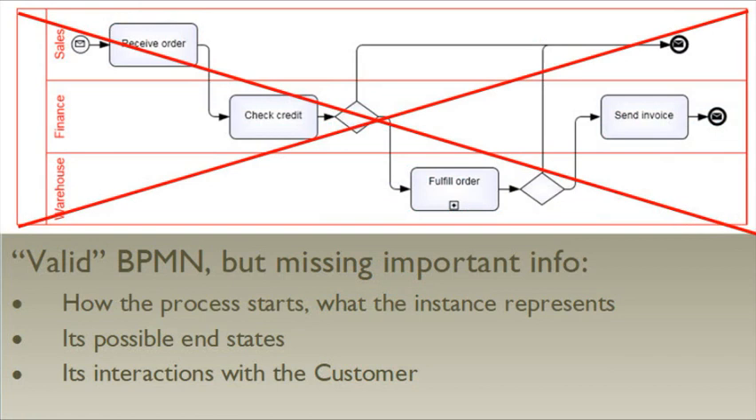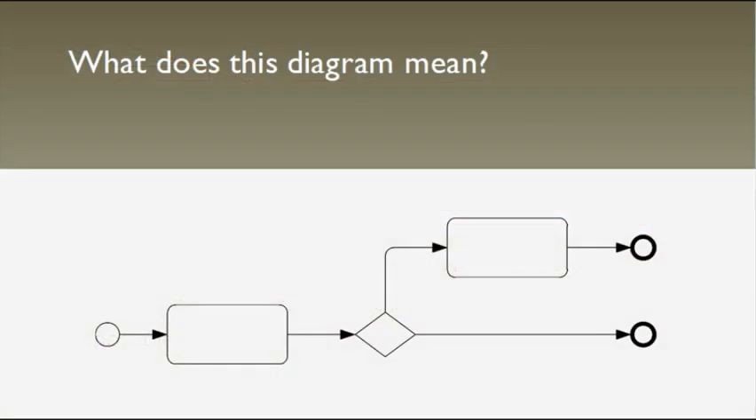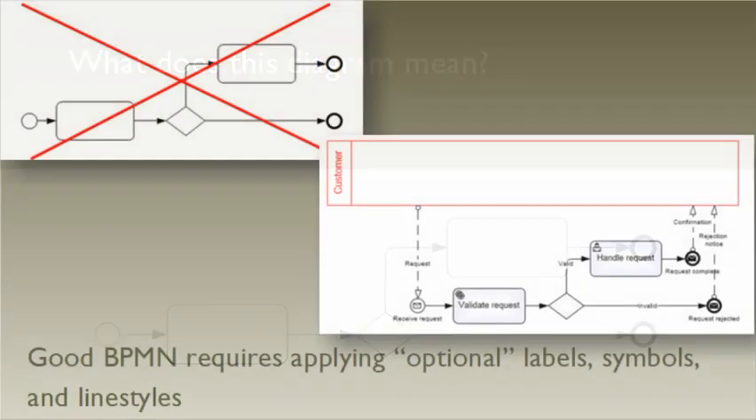Good BPMN should tell you what starts and ends the process, what each instance represents, and the external interactions. BPMN can tell you those things, but most models, like this one, do not, and that's wrong. Here's the thing. Good BPMN requires conventions that go beyond the rules of the standard. For instance, this diagram violates no rules of the BPMN spec, but it conveys zero meaning, not good BPMN.